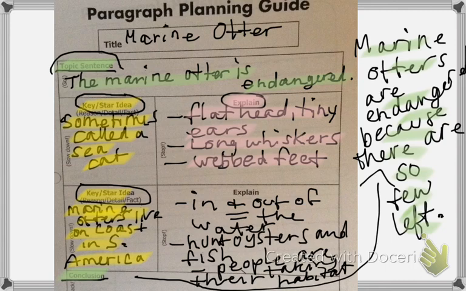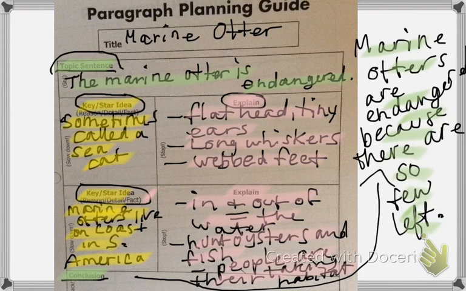Now I'm looking at how I'm supporting my second star idea. My second star idea down here in the yellow says marine otters live on the coast in South America. That's their habitat. So here's my details explaining that. They live in and out of the water. There's a detail about their habitat. They hunt oysters and fish, and people are taking their habitat. They're building houses and towns on the coast where they live. Those details explain where marine otters live, their habitat.